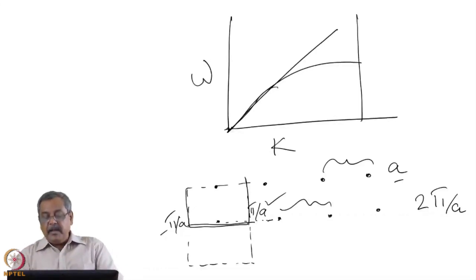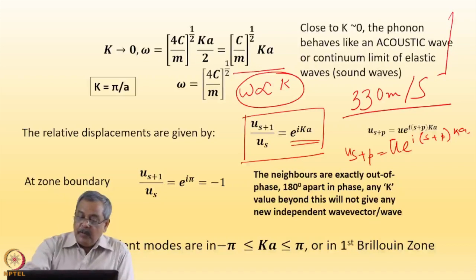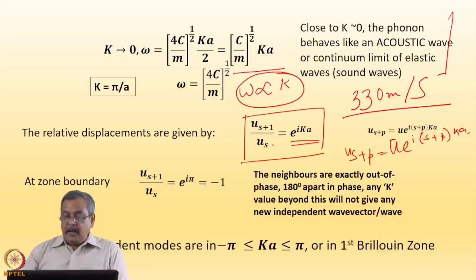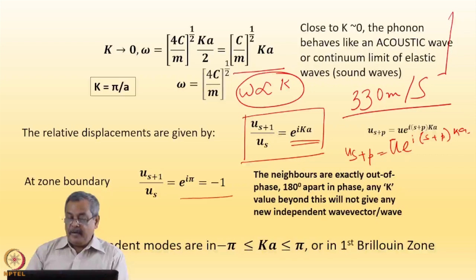So here, in this chain, when k is equal to pi by a, what do we find? Now, us plus 1, the neighbor, and us, at the zone boundary, k equal to pi by a, it becomes e to the power i pi, equal to minus 1. That means at the zone boundary, the nearest neighbors are exactly pi phase apart in their movement. Once they are pi phase away, any further difference will not give us a new independent displacement set, because already they are pi away. After that, they can only repeat something which has happened at less than pi by a.